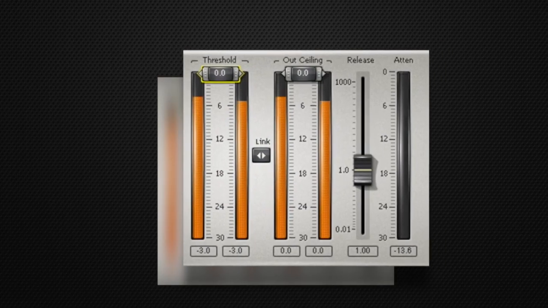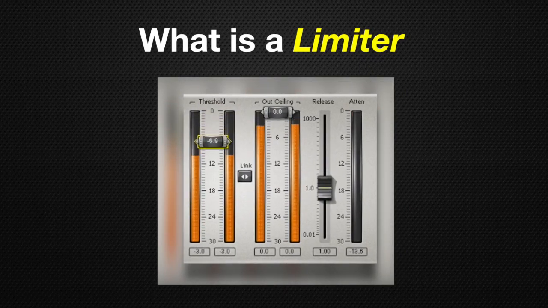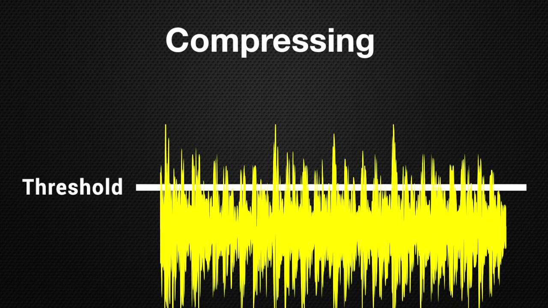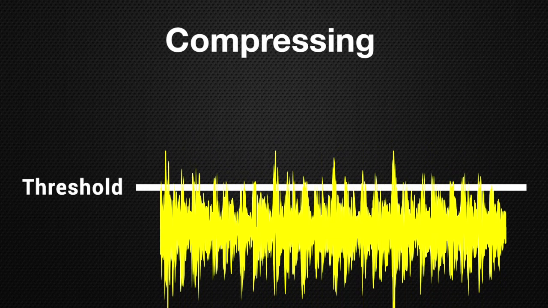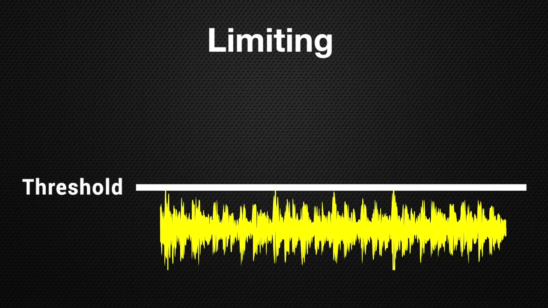So what is a limiter? A limiter is a type of compressor designed for a specific purpose, to limit the level of a signal to a certain threshold. A compressor gradually reduces the signal level above a certain threshold. But a limiter completely prevents a signal from going over a specified setting, a limit that nothing can go over.